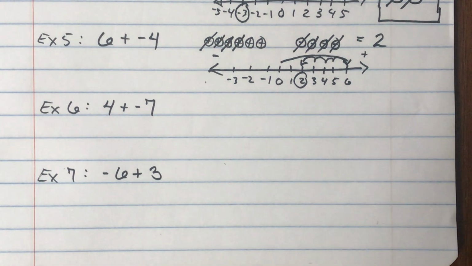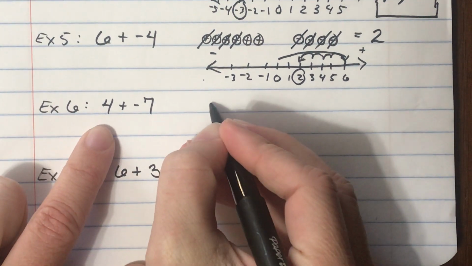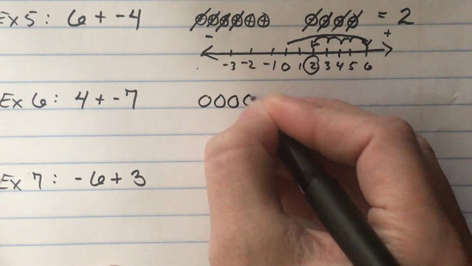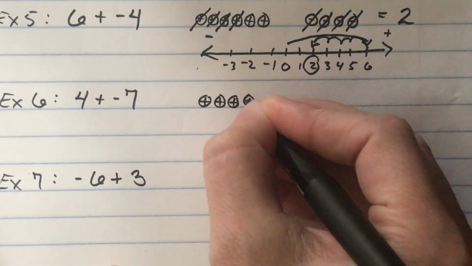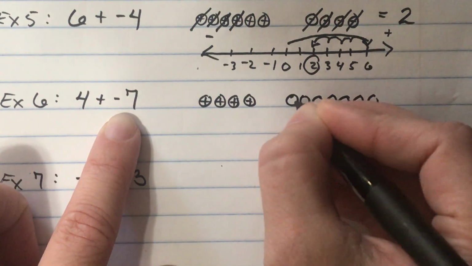All right, I hope you took time to practice these and try them on your own. So I'm just going to go through the answers very quickly. You should have 4. Zoom in a little bit. 1, 2, 3, 4. They're positive. Then you should have 7 negatives. 1, 2, 3, 4, 5, 6, 7. All negatives.